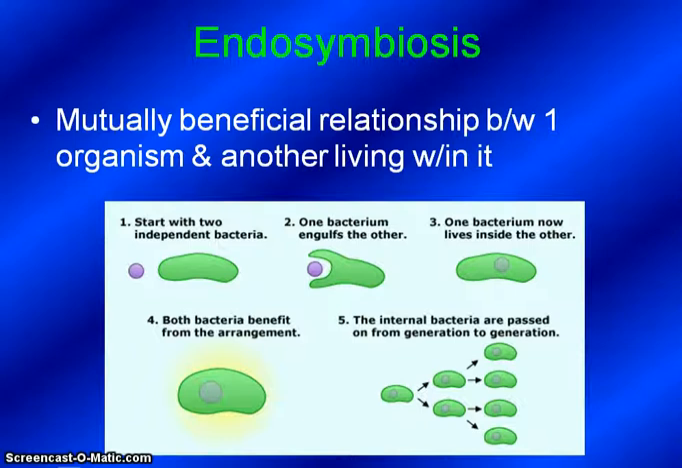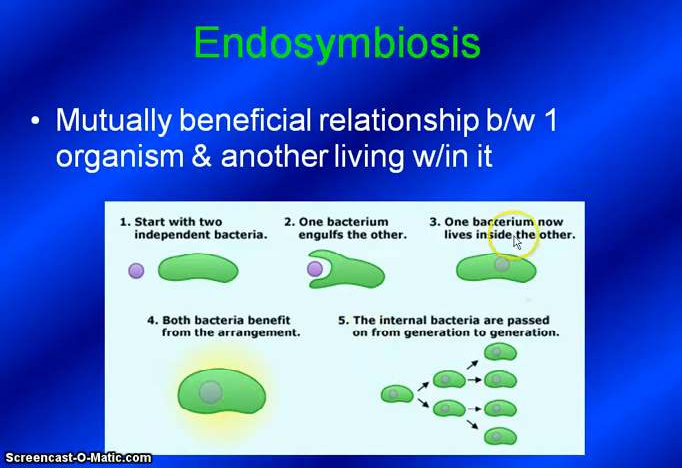The concept of endosymbiosis is also introduced in this chapter. Basically, endosymbiosis is a mutually beneficial relationship where one organism lives inside another organism. The idea is that there possibly were two independent bacteria that we started with, one larger, one smaller. The larger one engulfed the smaller one, and the smaller one in turn provided the larger one with some energy, and the larger one provided protection and stability for the smaller one. So they both benefited from this relationship.